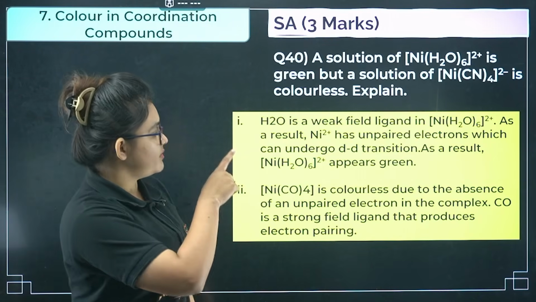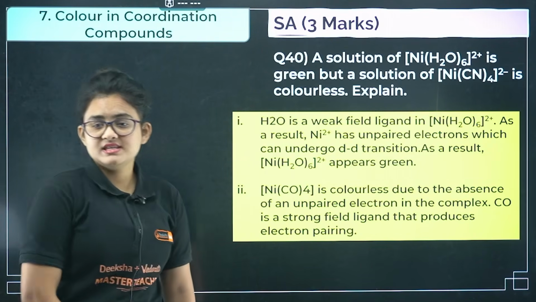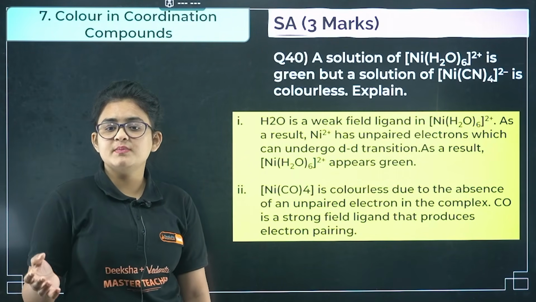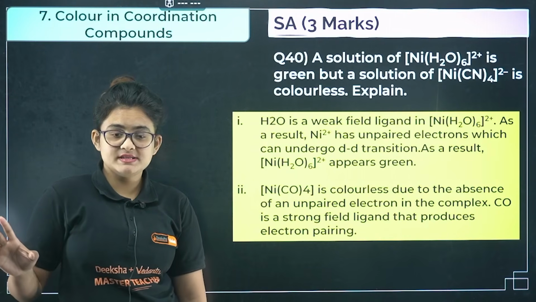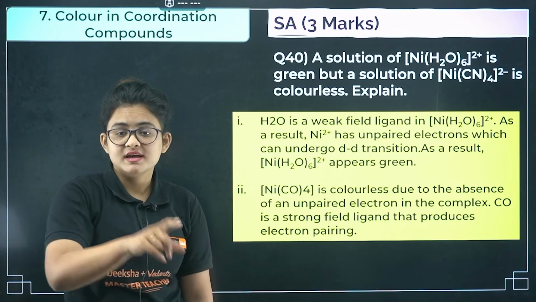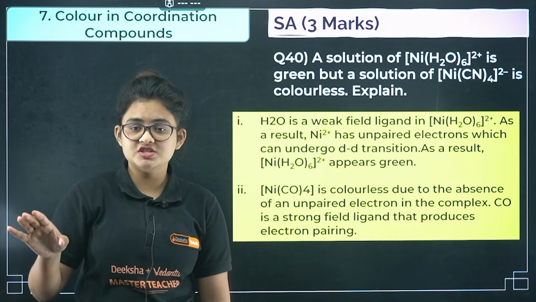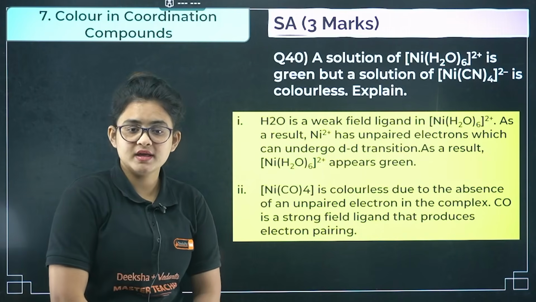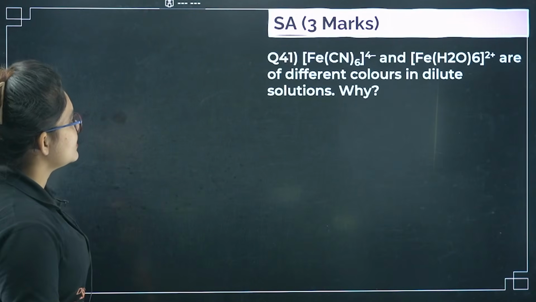But whenever it comes to the matter of CN, what happens in this case? No unpaired electron is present because it will force pair the electrons. Hence there is no d to d transition, hence no color. Okay, proceed.